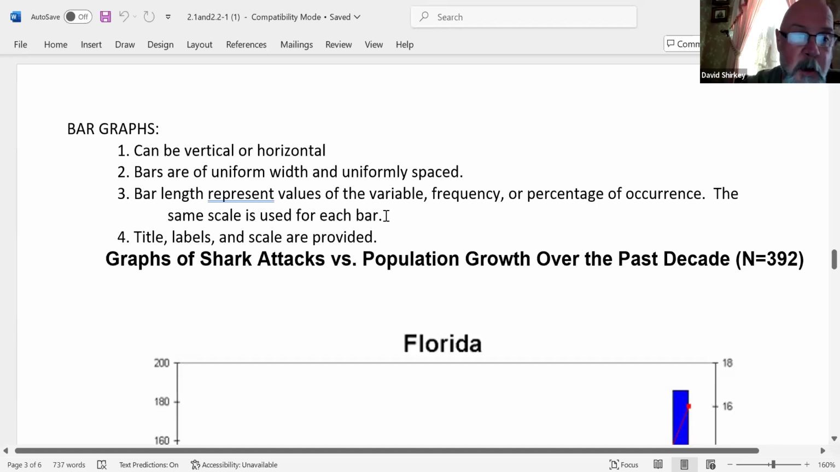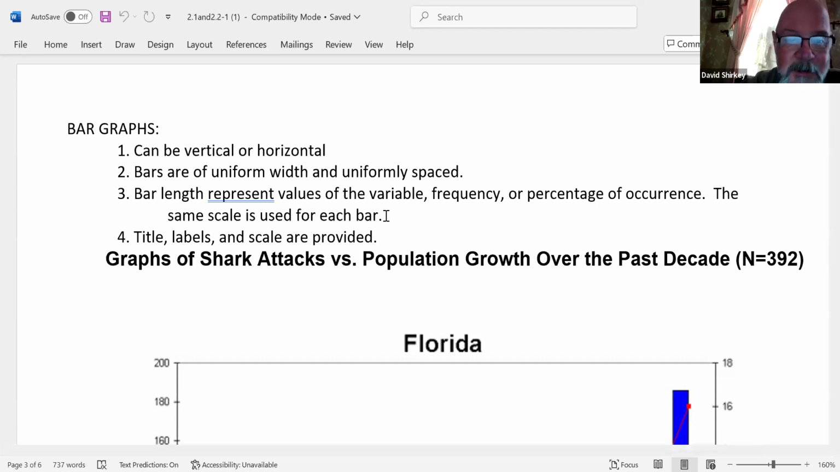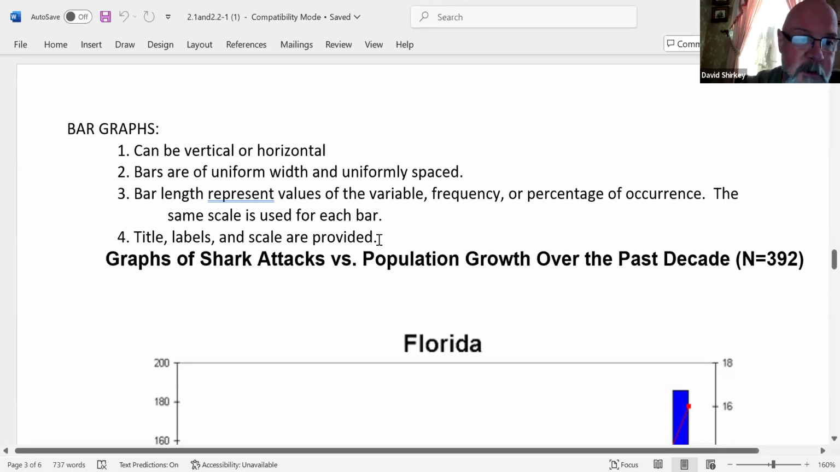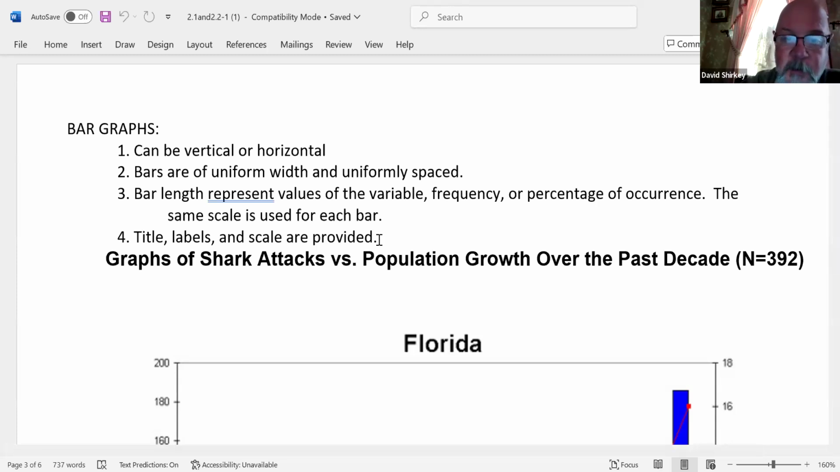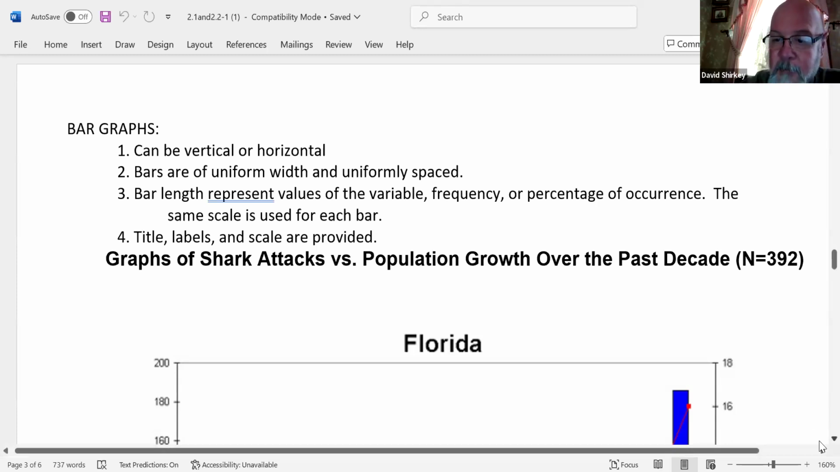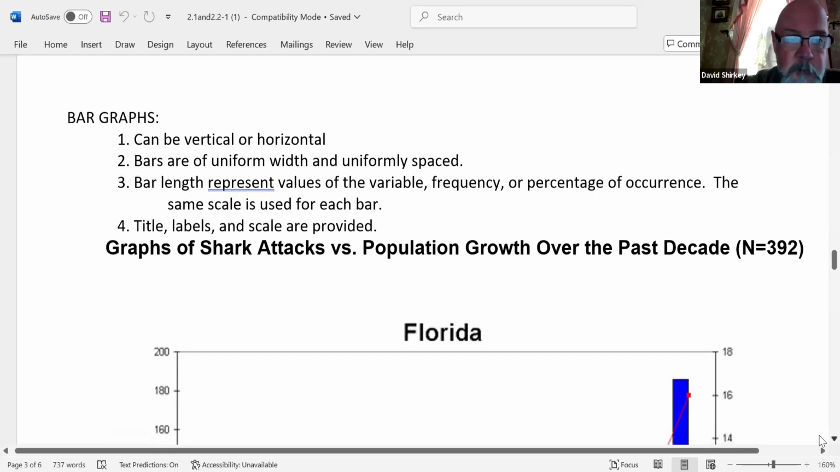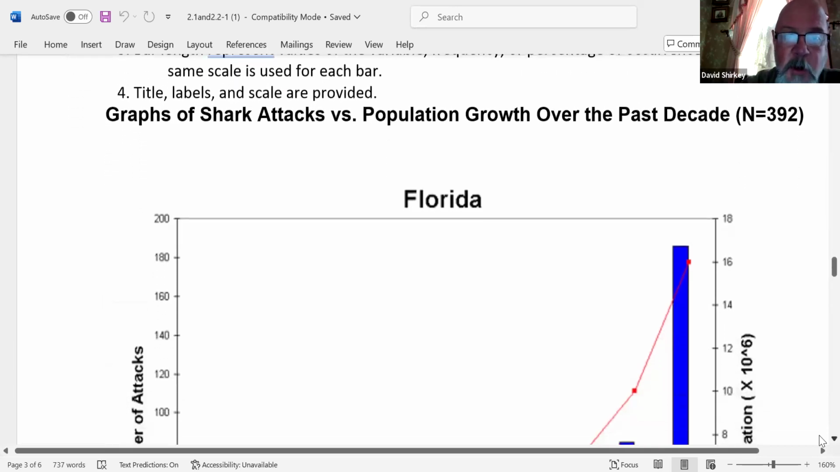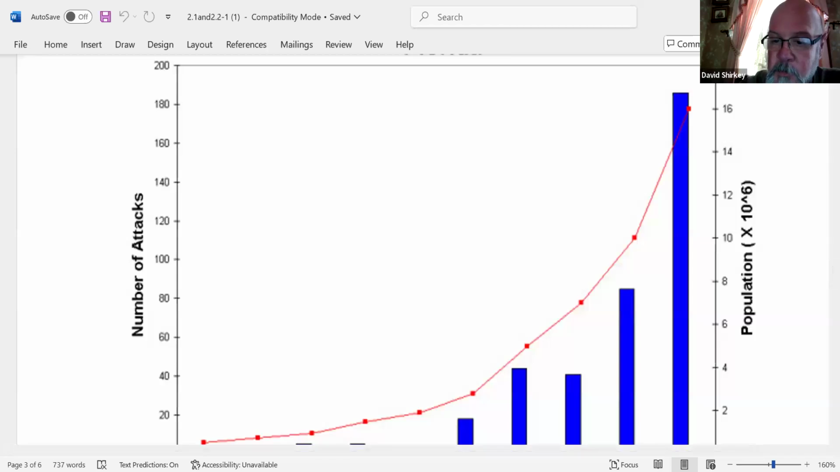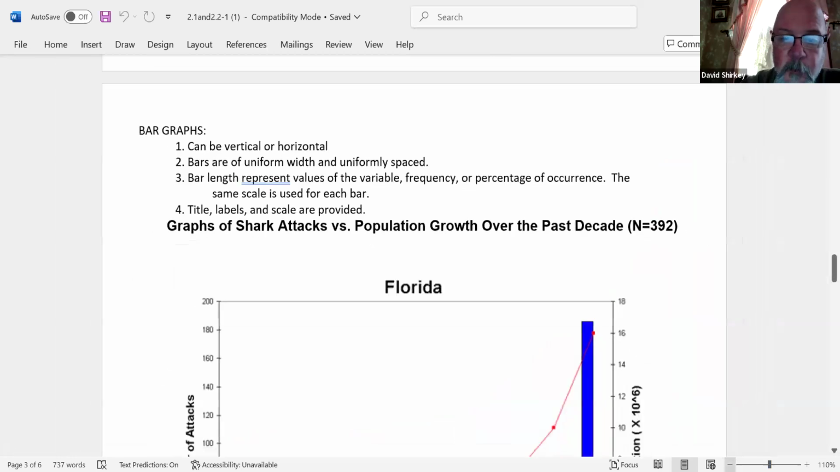That's important. Otherwise, it's referred to as misleading data. And then if you're turning this in for something, you'll see that title, labels, and scales are provided to let people know how to read these graphs. So here's a graph of the shark attacks versus population growth over the past decade. The total number of attacks was 392. This is in Florida. I'm going to reduce the size of this a little bit here so that we can see more information.